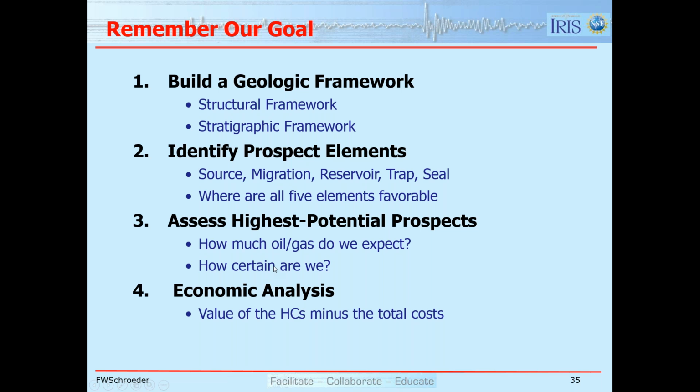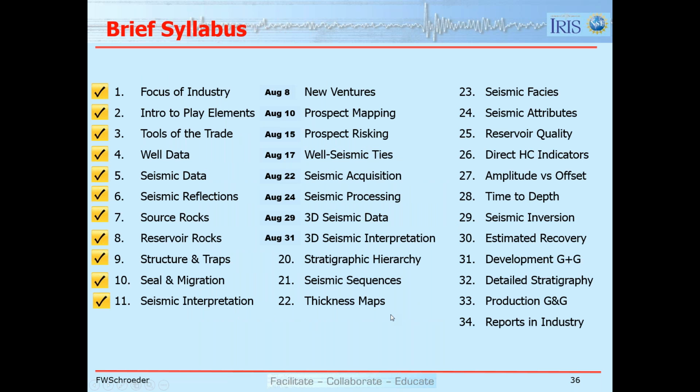We have to assess the highest potential prospects. How much oil or gas do we expect? And how certain are we? How risky is it? Or what's the chance of success? And then if it looks like an economically viable prospect worthy of an exploration well, then we'll have to do an economic analysis, try to figure out what the volume of the hydrocarbons is, the oil and/or gas, how much money that would equate to when we sell it, and subtract the proceeds from the sales of the hydrocarbons from the total cost, and that would give us an estimate of what the profit would be.